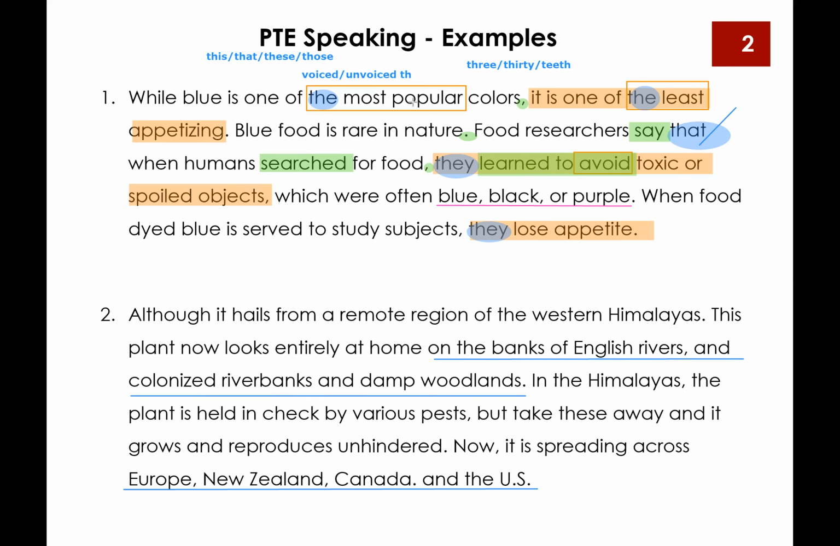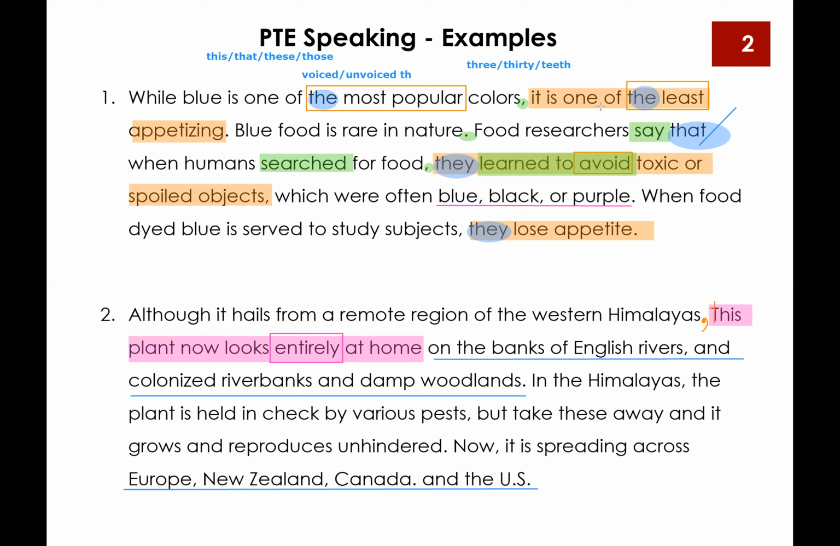Also, I want to highlight my independent clause here. Okay, there is a typo in this sentence, pardon me, so I should change this to a comma because whatever comes before is a dependent clause. So now I want to highlight my independent clause. This plant now looks entirely at home, right? And entirely is something you want to emphasize because it's like totally, very beautiful, unique, special, right? It's a strong word choice.